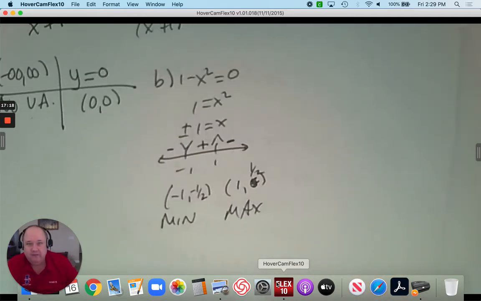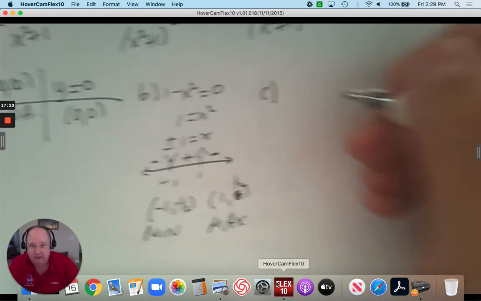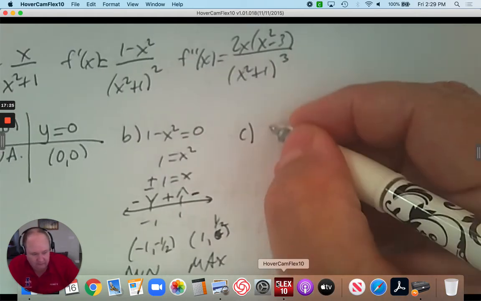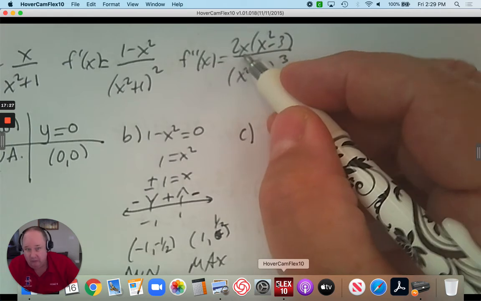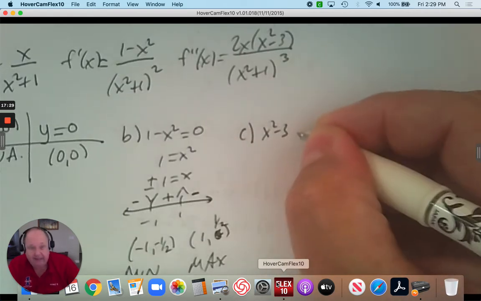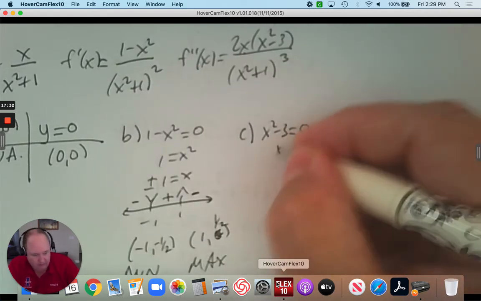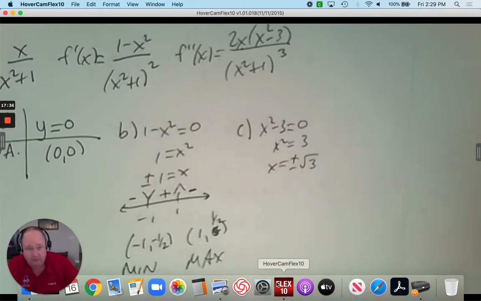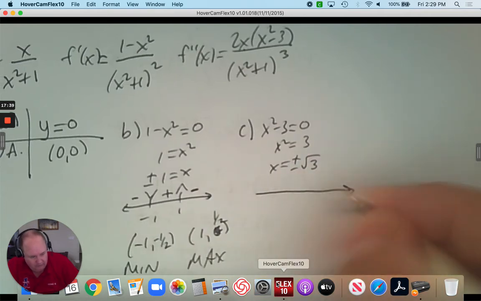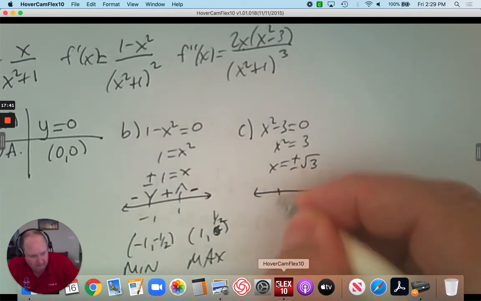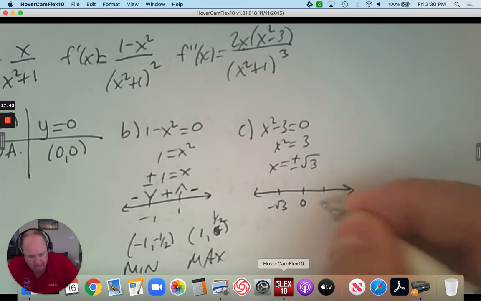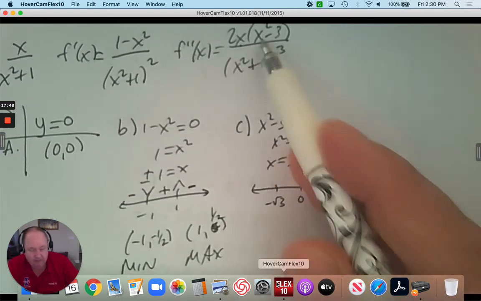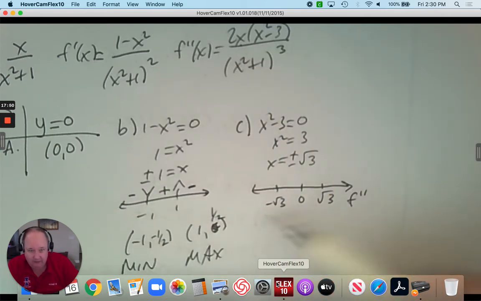All right, next. Part C says the point of inflection. So I'm going to take the numerator and find the 0. So for 2x, we have a critical number at 0. I'll take x squared, subtract 3. If you add 3 and take the square root, positive and negative, there you go. So on your second derivative number line, we have negative root 3, we have 0, and positive root 3. So from 2x, I get 0, and from x squared subtract 3, I get positive and negative root 3.